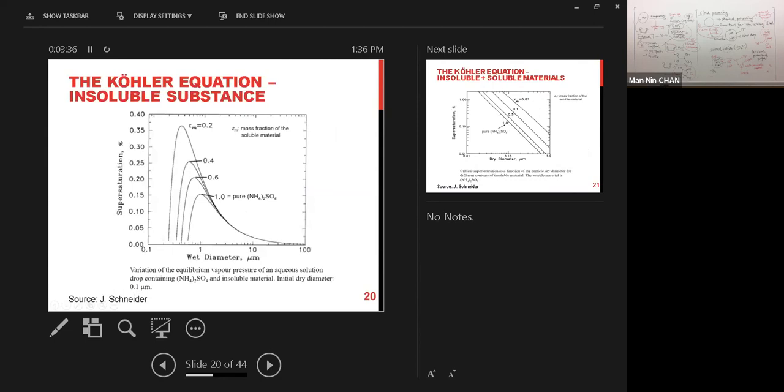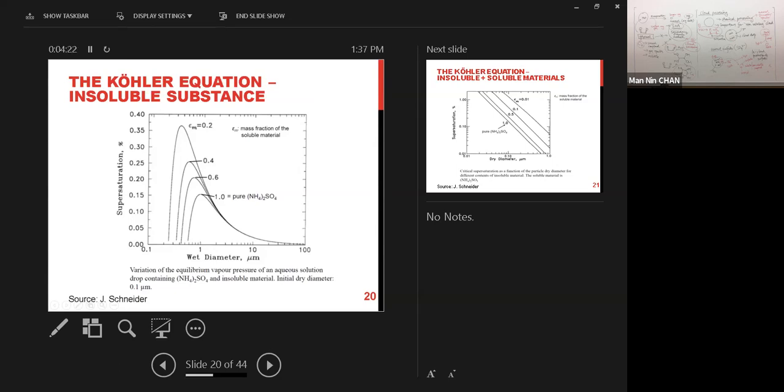One more thing you can see from this graph, and I think the most important message, is the peak, the critical supersaturation. If we increase the mass fraction of the soluble materials, of course you increase the solute effect. This will help you lower the water vapor pressure. Therefore, your critical supersaturation will decrease when we increase the mass fraction of the soluble materials, because you have more solute effect. In other words, if you have more soluble materials in your aerosol, your critical supersaturation will decrease.